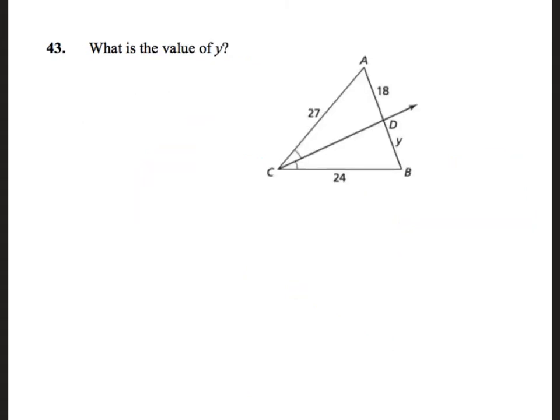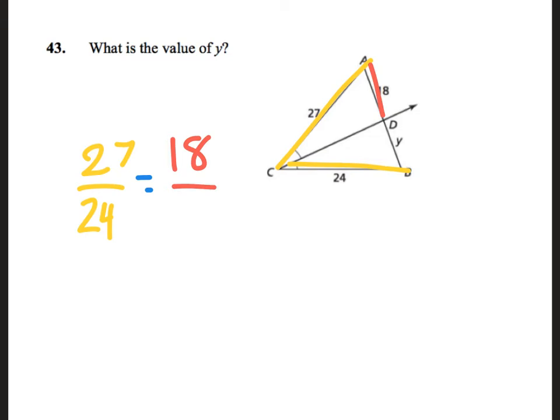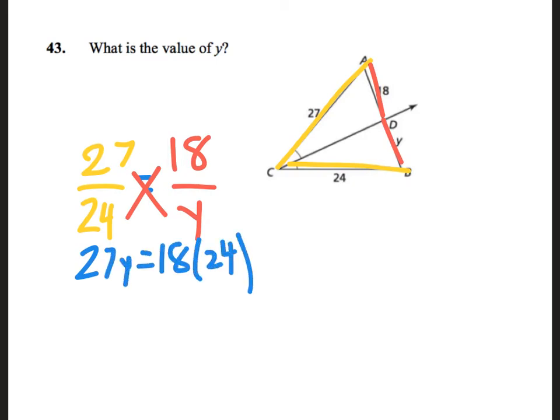My next one, we're going to do a similar thing. So we have 27 and 24 equals 18 over y. Again, we're going to cross multiply. So when I do that, I have 27y equals 18 times 24. I have no idea what 18 times 24 is off the top of my head, so let me type it in my calculator. We get 27y equals 432.